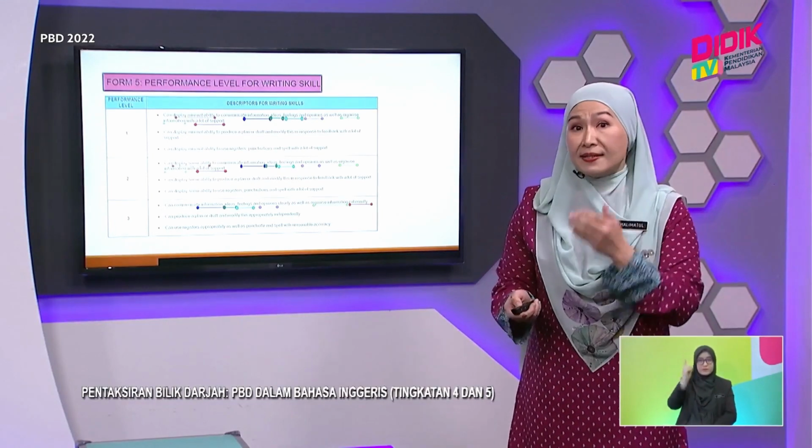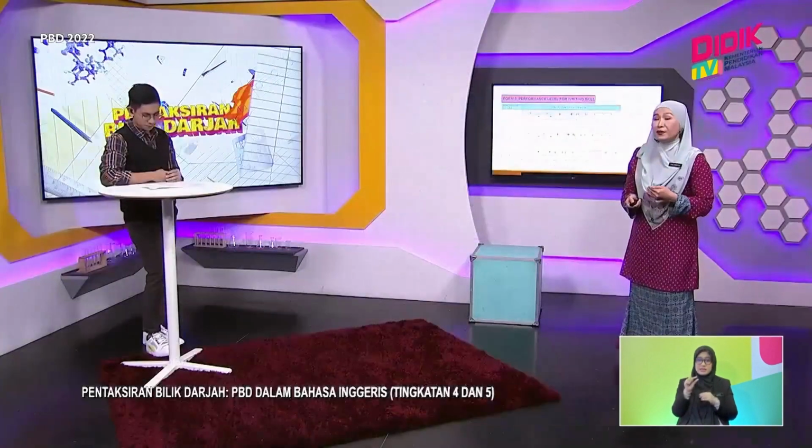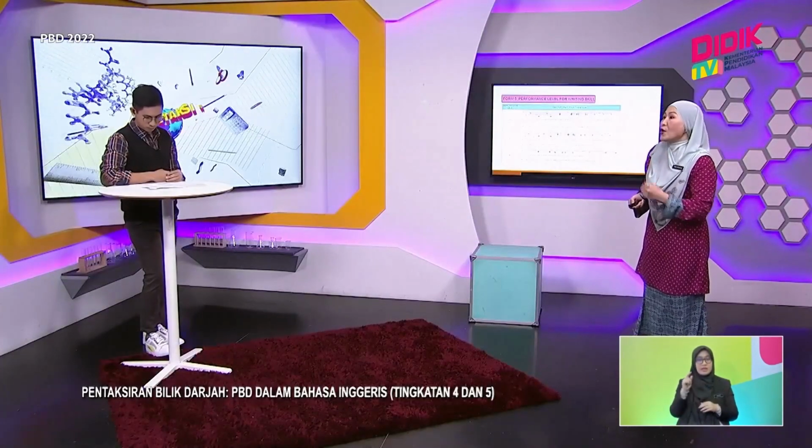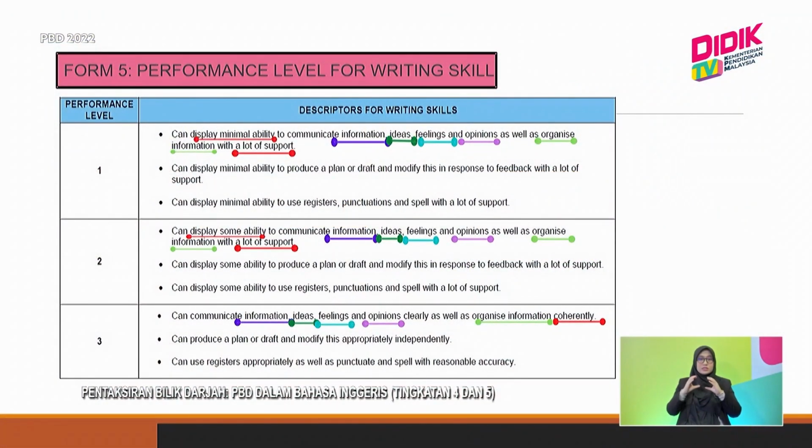Right. And if you look at the second TP, with a lot of support, organize, display some ability. The difference between 1 and 2 is display minimal ability with display some ability. Can you see how it progresses? Yep. If you look at TP3, it progresses more. Communicate information, ideas, feelings. So there's no more some or minimal ability.